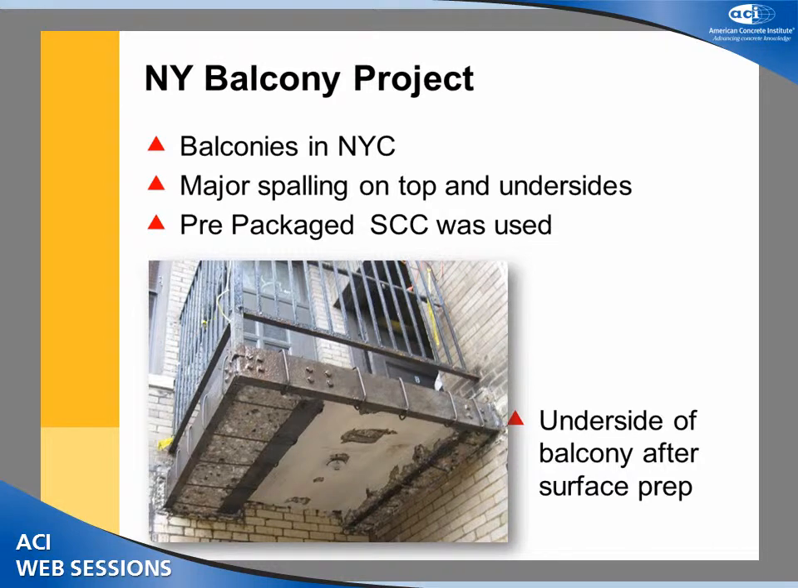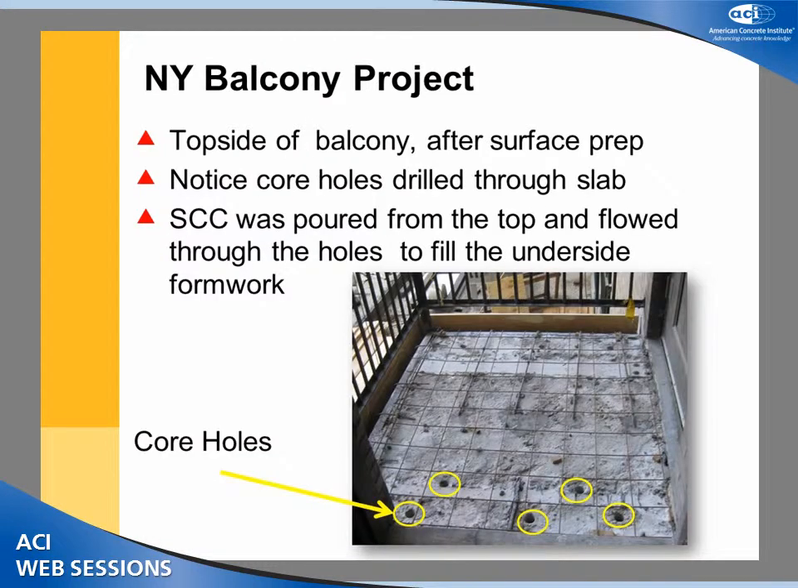One other project which was very interesting, it's multiple balconies in a New York City high-rise, major spalling on the top and the underside of the structure. Again, the prepackaged SCC was used to repair the underside of the balcony. This is how the underside of the balcony looked after the surface prep was done. Pretty bad shape. And this is how it looked on the top when the surface prep was done. So really not a whole lot of section left in the middle.